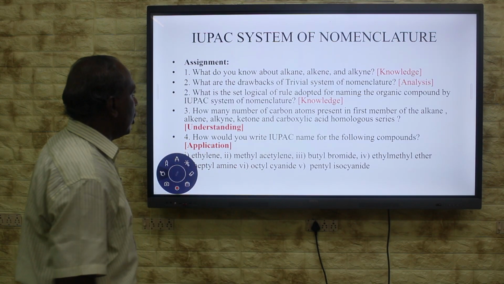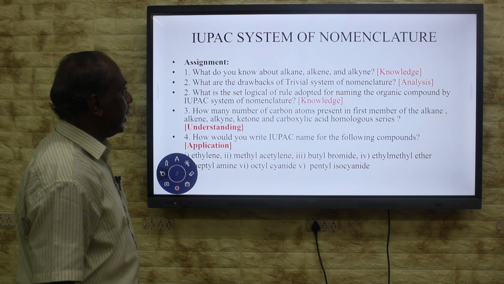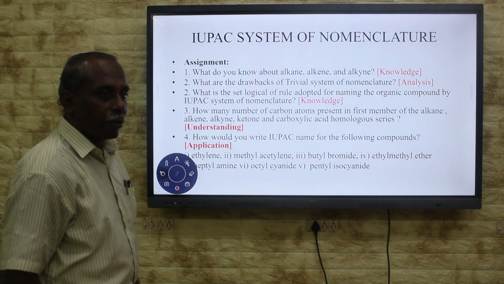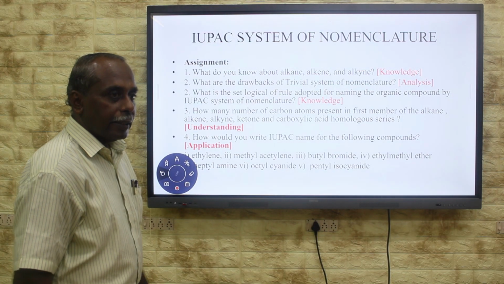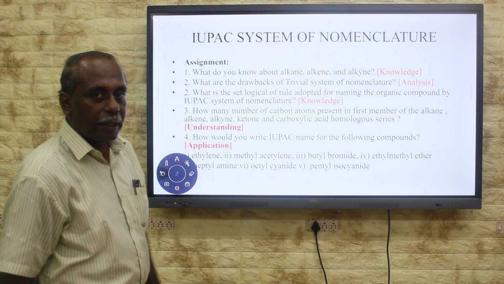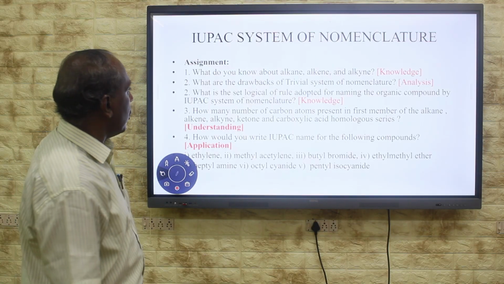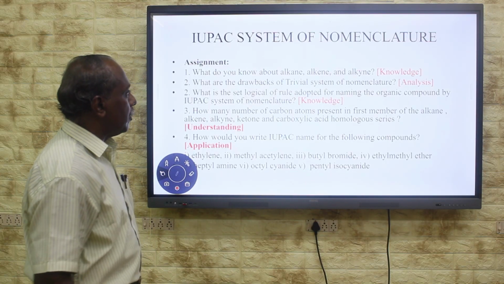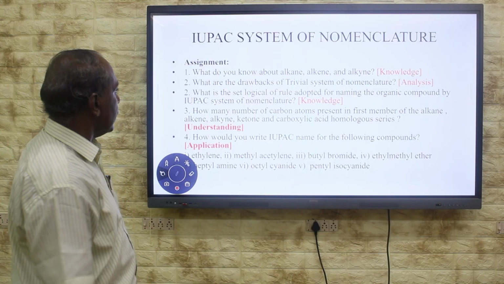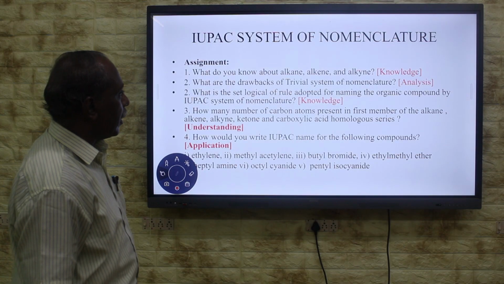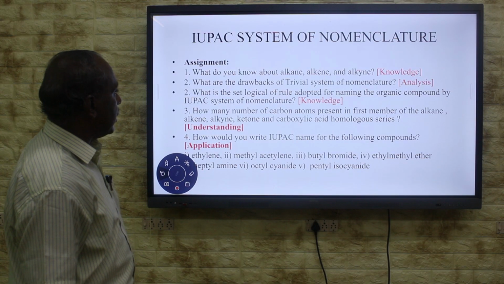Then the assignment. What do you know about alkane, alkene and alkyne? It is one basic question. Alkane is a saturated hydrocarbon, alkene is an unsaturated hydrocarbon that has a double bond, and alkyne is also an unsaturated hydrocarbon that has a triple bond. Then, what are the drawbacks we have discussed in the recapitulation? What is the set of logical rules adopted in naming organic compounds by the IUPAC system of nomenclature?